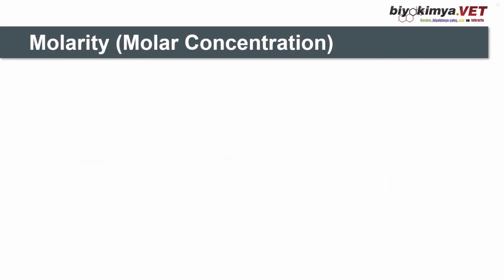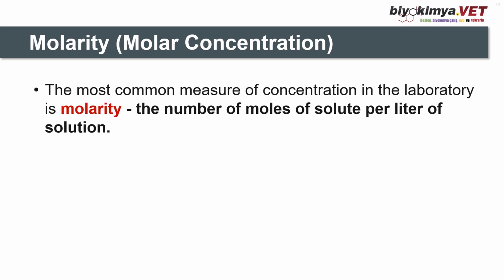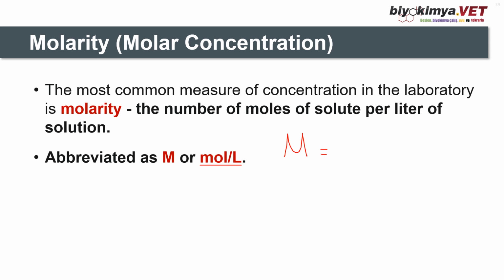Now it's time for molarity, the molar concentration, which we need to use the mole concept to calculate. The most common measure of concentration in the lab is molarity, and the definition is the number of moles of solute per liter of solution, abbreviated as capital letter M or mole per liter, and this is also the formula and the definition. So look at the definition. Molarity, the big M, equals the number of moles per liter of solution. So the mole per liter.